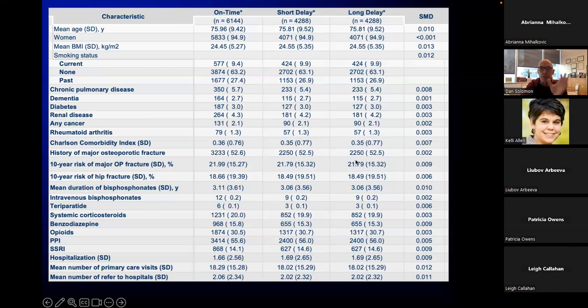between these groups, but you can see that the differences between the short delay and the long delay are minimal. They're like in the 3rd or 4th decimal place. And so the SMDs are very, very small. We kind of use an SMD of 0.1 as our threshold. We want our SMDs to be below 0.1. The smaller they are, the better balance we have in the measured covariates. Measured covariates. This is not a randomized trial.